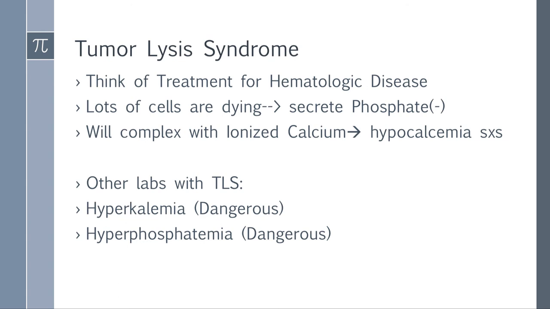And what are other labs that you're going to see? Your dying cells are going to secrete a lot of potassium. That's dangerous. We'll talk about it. If you refer to our fluids and electrolytes lecture, you'll see why. And hyperphosphatemia, we talked about it, right? That's going to complex with the calcium.